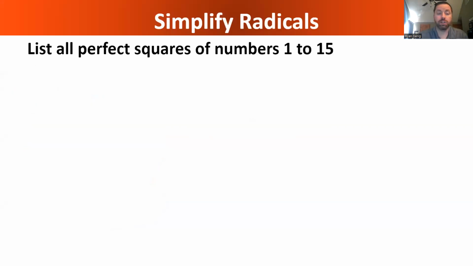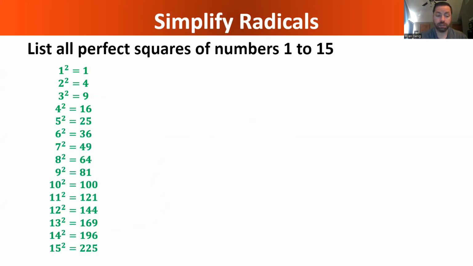We're going to list all the perfect squares of numbers 1 to 15. So what does that mean? Let's go ahead and get started. 1 squared is 1. 2 squared is 2 times 2, which is 4. 3 squared is 9. 4 squared is 16. Pause the video, write them out. You need to know these numbers really well. Hopefully you've done this. You see the rest of them pop up there. These numbers, like I said, you need to know these really well. You're going to be using these a lot.